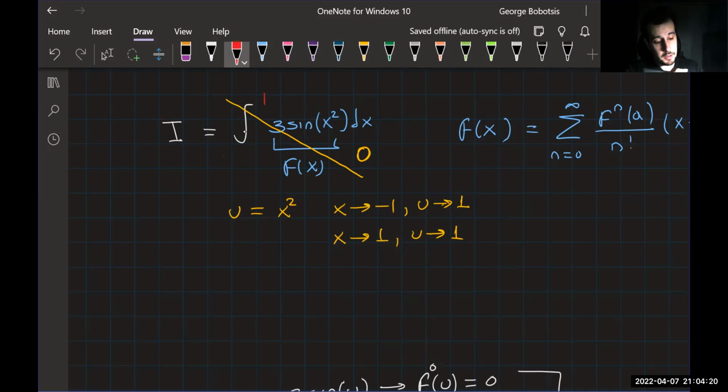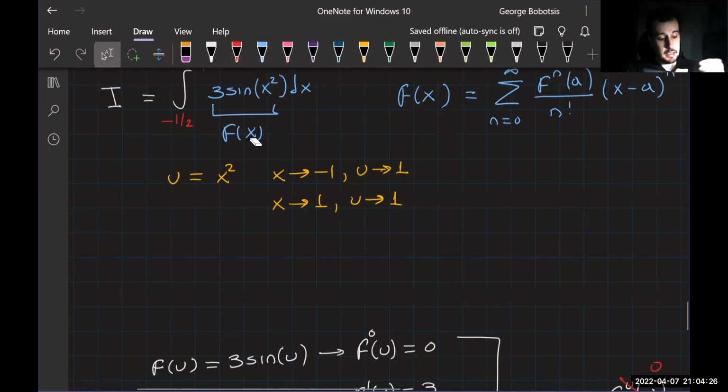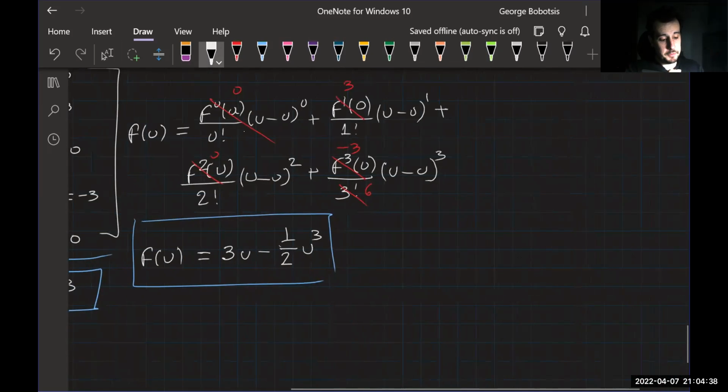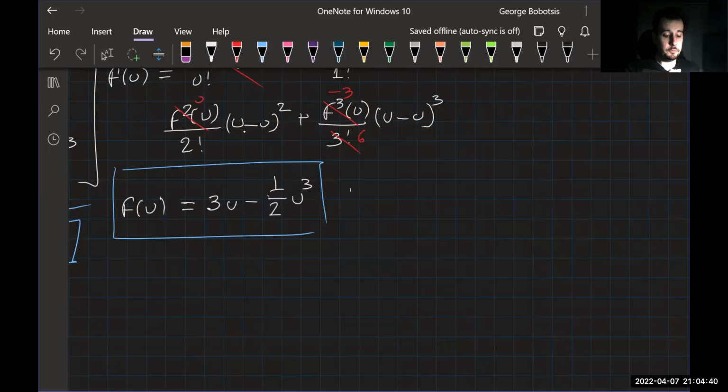So I might go with, I don't know, maybe like -1/2 here so that it doesn't vanish. If I do that and make the change here, u goes to 1/4. Fair enough. Okay. So we have this, and our interval for u is 1/4 to 1 right now. All right, we got what we needed. So now Taylor's inequality time.